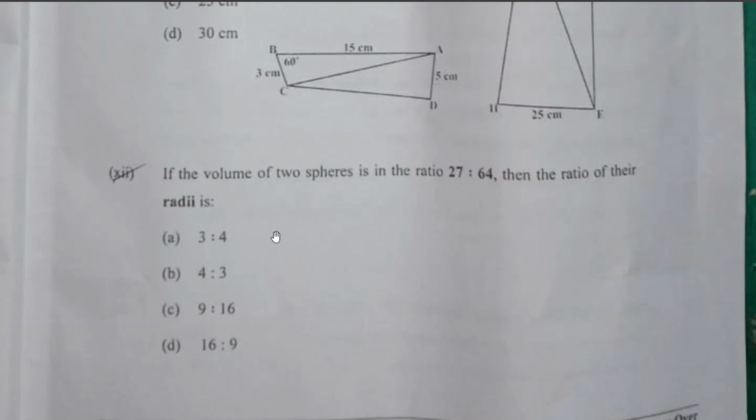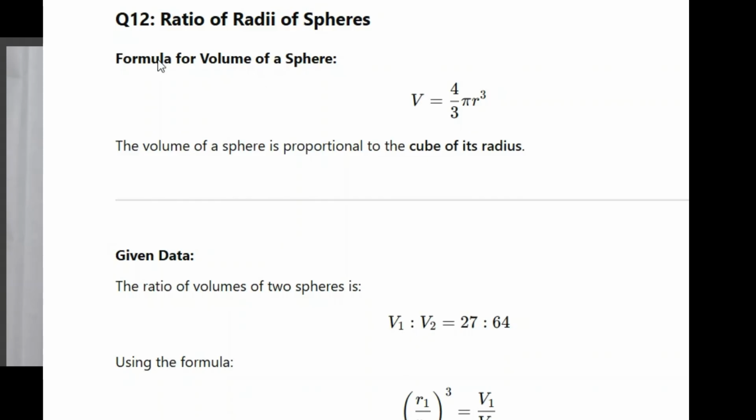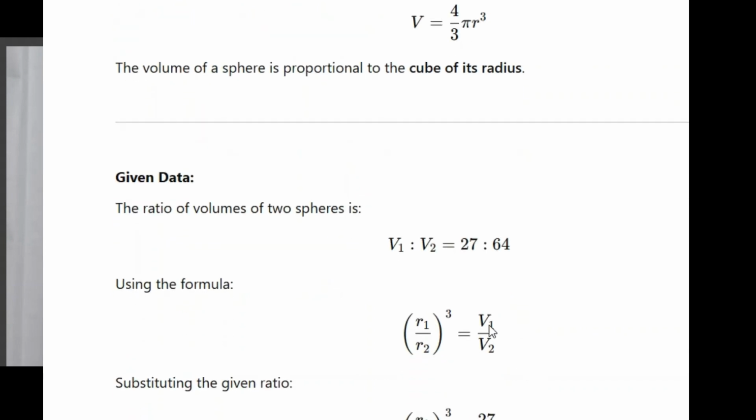Now question number 12. If the volume of two spheres is in the ratio 27 is to 64, then the ratio of the radius. Formula for volume of sphere is 4 by 3 pi r cube. Take r1 for first sphere and r2 for second sphere. Now v1 is to v2 is given 27 is to 64. So 4 by 3 pi r1 cube divided by 4 by 3 pi r2 cube is 27 is to 64. 4 by 3 pi is common for both, so cancel it.